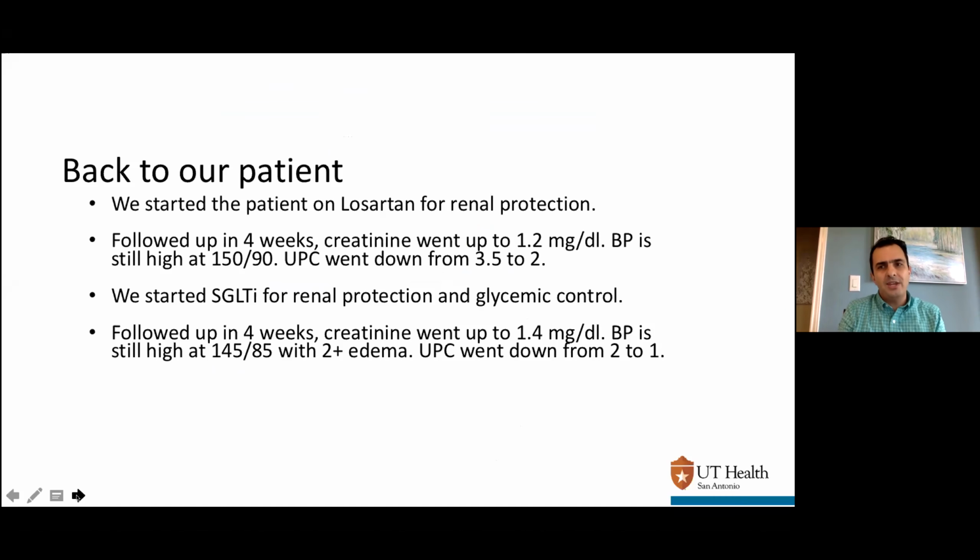If you remember that patient that we presented initially, I started the patient on losartan for renal protection and brought the patient back in 4 weeks. Creatinine went up to 1.2. Blood pressure was better, but still high. UPC improved from 3.5 grams to 2 grams. So I was happy, but still needed some work. So I added an SGLT2 inhibitor for renal protection and glycemic control. Came back after 4 weeks. Creatinine went up again to 1.4. Blood pressure is better, but now the patient is eating a lot of salt and sodium with 2+ edema. The proteinuria is slightly better, but I'm not happy about this edema and volume control and the blood pressure.